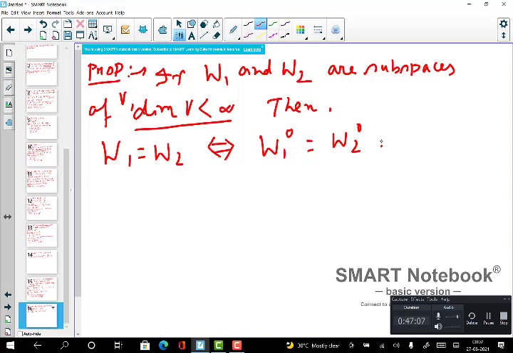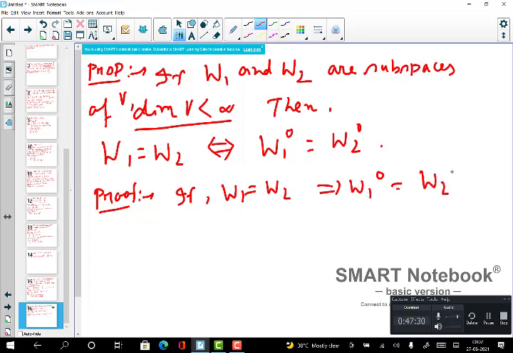Okay. So again, one part is obvious here. So proof. One way is obvious, right? If W1 equal to W2, that will always imply the annihilator of W1 equals the annihilator of W2, because if they are equal, that means those linear functionals which annihilate every element of W1 are also annihilated by W2, and they are the same, right? The converse part is the interesting part.